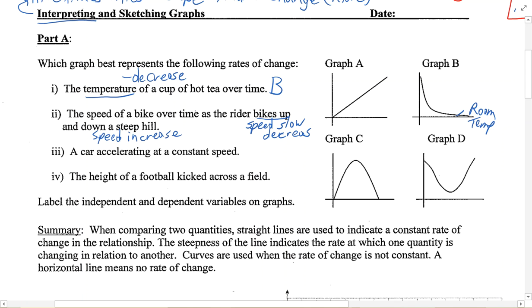So this one here, it's going to be graph D. Your speed will go down, and then your speed will go up. Okay, so this is going to be D.